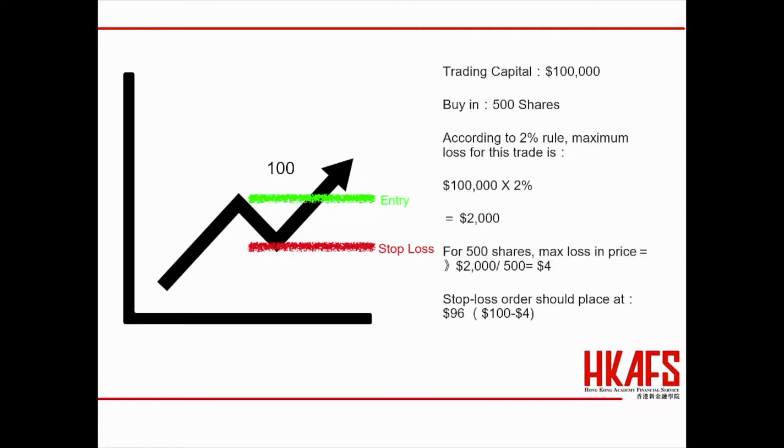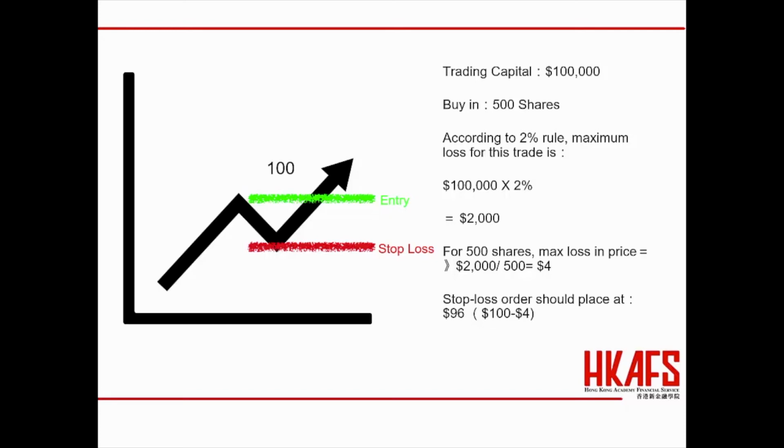What does it mean? In this example, if our trading capital is $100,000, then I buy a stock for 500 shares. So according to the 2% rule, the maximum loss for this trade is 100,000 times 2%, that is $2,000. Then for 500 shares, the maximum loss in price is 2,000 divided by 500, that is $4.